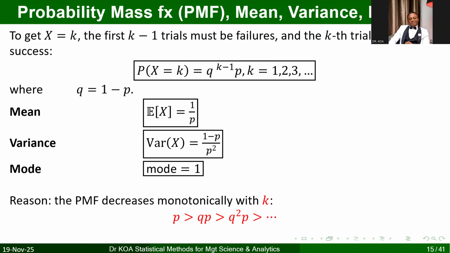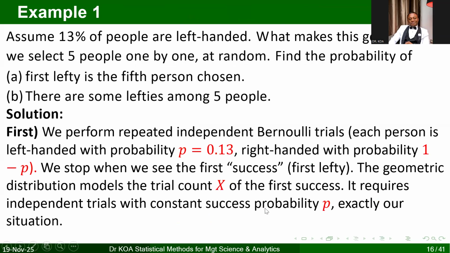Now, how do you find the mean? From this thing, you can find the mean to be equal to 1 over P. And then the variance will simply be 1 minus P over P squared. The mode is 1. So you will never be asked to find the mode because it's already 1. Of course, P is greater than Q times P, and that is also greater than Q squared times P, and on and on and on.